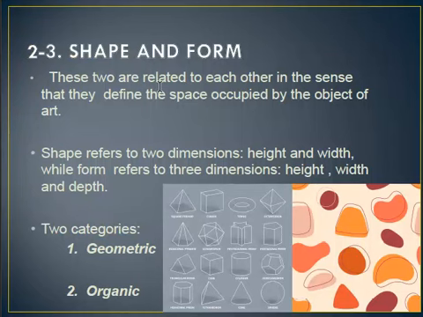Now, the next element po natin ay shape and form. This is connected, para silang magkapatid. Kasi, pag sinabing shape, yun yung triangle, square, circle, no? It's two-dimensional lang. Pero pag sinabing form, ito po yung nakikita natin: cube, pyramid, yan. Now, pagdating sa form, meron dalawang klase.